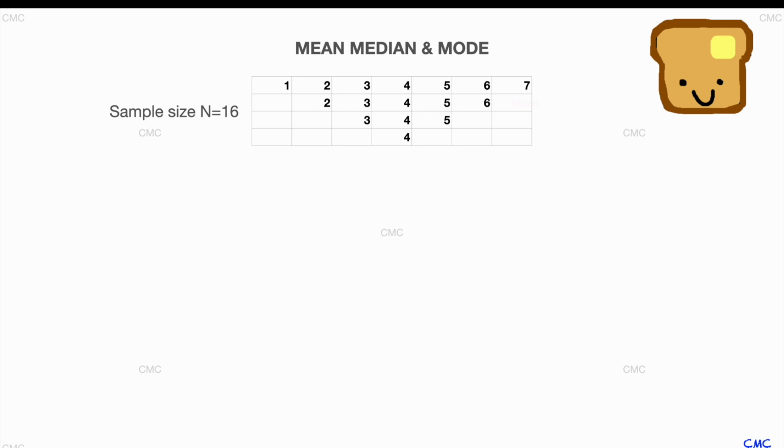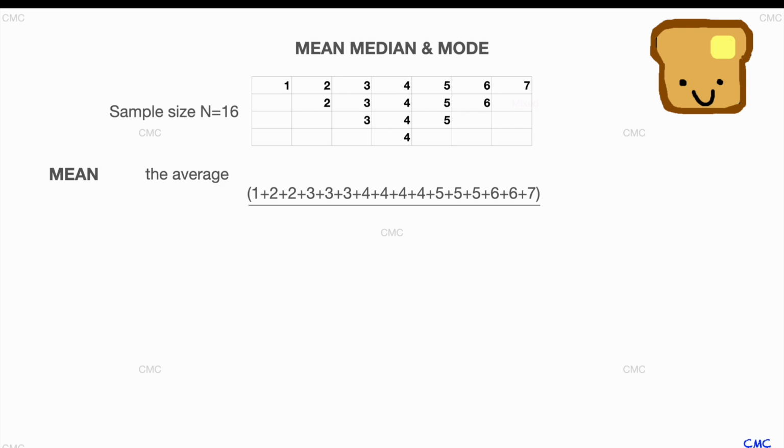So let's have a look at what we've got here. We have got a 1, 2 2s, 3 3s, 4 4s, 3 5s, 2 6s, and a 7. Mean is basically the average of these numbers. In other words, you line up all your numbers and add them up and divide it by our sample size, which in this case is 16. So go ahead, pause the video and add it all up and divide the total number by 16. Have we all got 4? Excellent, that's our mean. Easy enough?